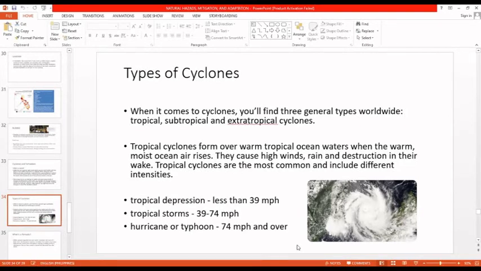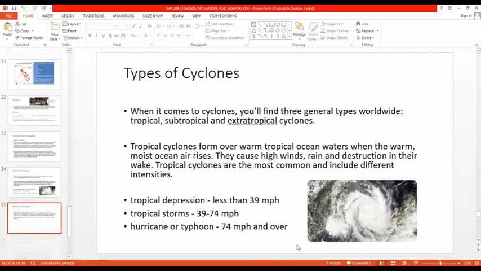When it comes to cyclones, you will find 3 general types: tropical, subtropical, and extratropical cyclones. Tropical cyclones form over warm tropical ocean waters when warm, moist ocean air rises. They cause high winds, rain, and destruction in their wake. Tropical cyclones are the most common and include different intensities. A tropical depression has winds of less than 39 miles per hour. 39 to 74 is a tropical storm. A hurricane or typhoon has winds of 74 miles per hour or more.